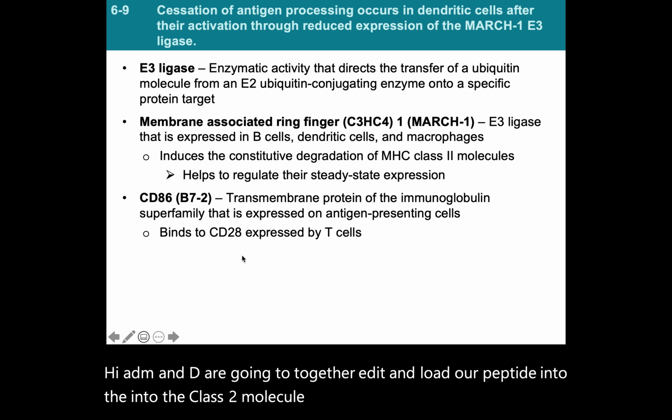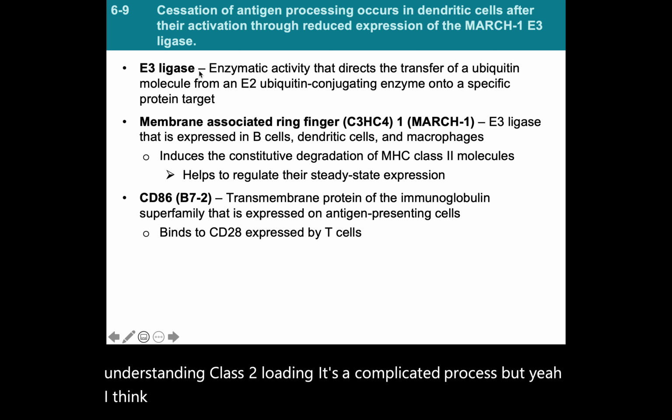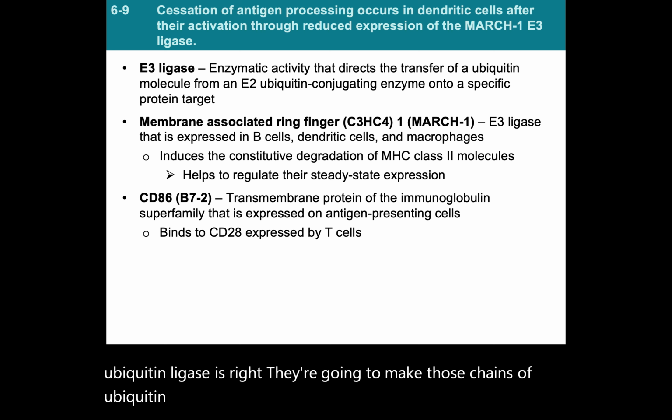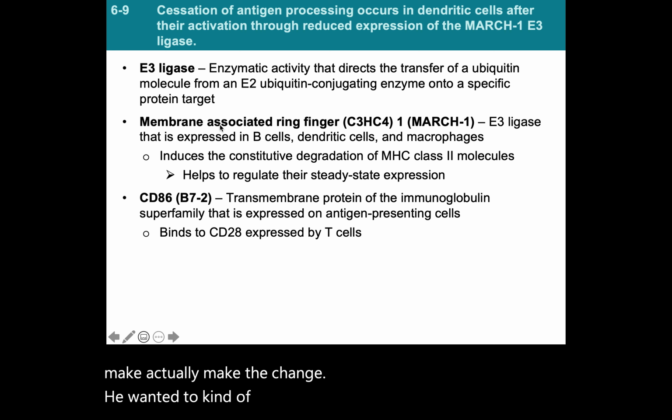All right. Last little bit for understanding Class 2 loading. It's a complicated process, but I think it all makes sense. So we're going to have E3 ubiquitin ligases. You remember ubiquitin ligases, right? They're going to make those chains of ubiquitin. And E3s are the ones that actually make the chain. E1 and E2 kind of set it up so that the E3 can do its job.